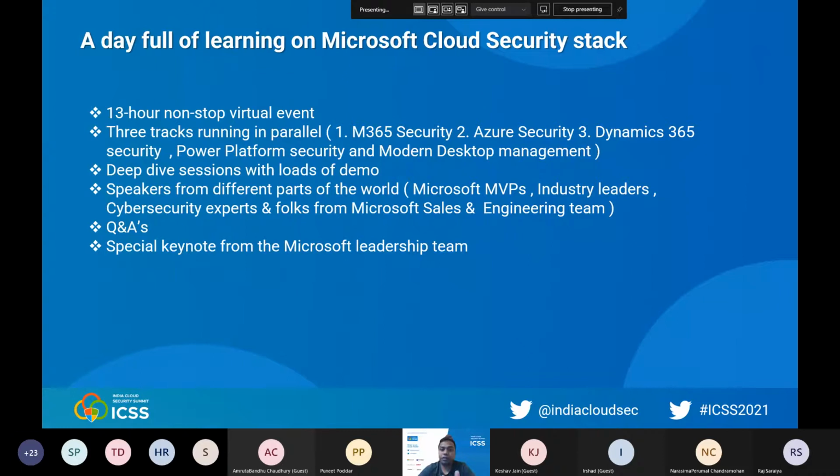Based upon whatever job profile you belong to, and whatever technical stack you work with, please make sure that you join the appropriate track and you can attend all the sessions. All the sessions are going to be deep dives with loads of demos. From a speaker standpoint, I made sure that we have the best speakers in the world: Microsoft MVPs, speakers from the Microsoft product team and sales team, and industry leaders who have been in the cybersecurity world for quite some time. So guess what? You're in the right hands today. There's going to be loads of fun and loads of learning.